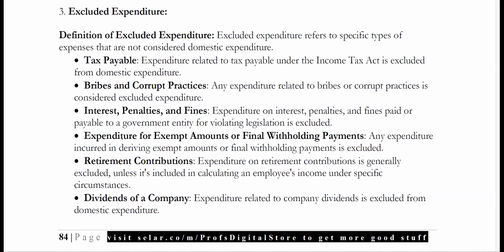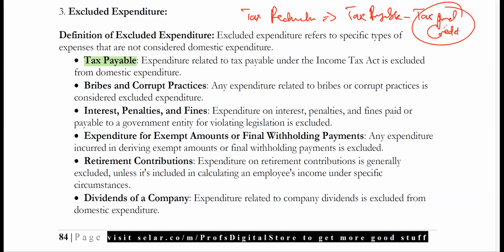Expenses which the tax law itself does not allow. So if any tax is paid and you charge it as an expense, remember, tax is charged against tax. Remember when we talked about tax reductions? We said a tax reduction happens when we take your tax payable and then we deduct tax paid, tax that you paid, or tax credit from it. Do you remember? Yes. So tax is charged against tax.